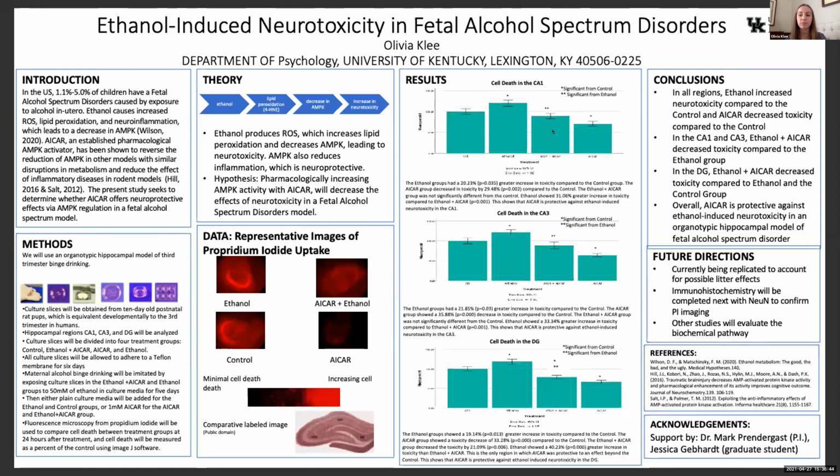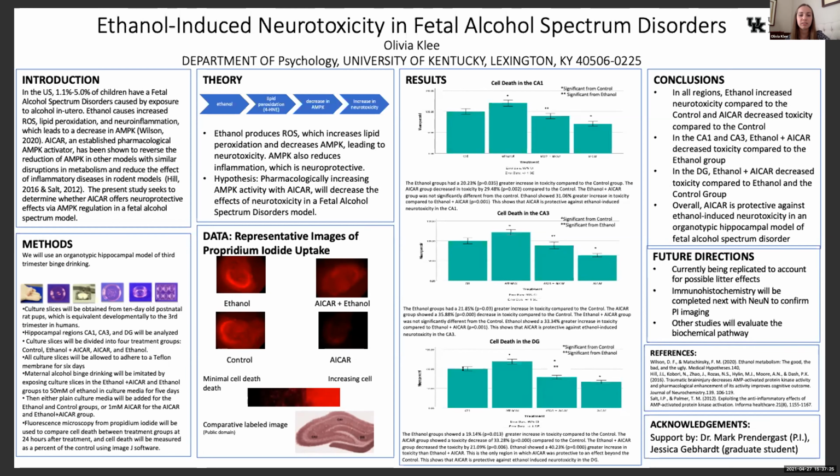Now, the results from that third region, the dentate gyrus, showed the same conclusions, but in this region, we also found that ICAR was protective to an effect beyond the control. This difference might be explained by the different cell types in the CA regions versus the dentate gyrus. In the CA1 and CA3, you have pyramidal cells, while in the dentate gyrus, you have granule cells. The CA1 may be especially sensitive because it contains a high density of NMDA receptors. Overall, we concluded that in all 3 regions, our hypothesis was confirmed. We showed that ICAR is protective against ethanol-induced toxicity.